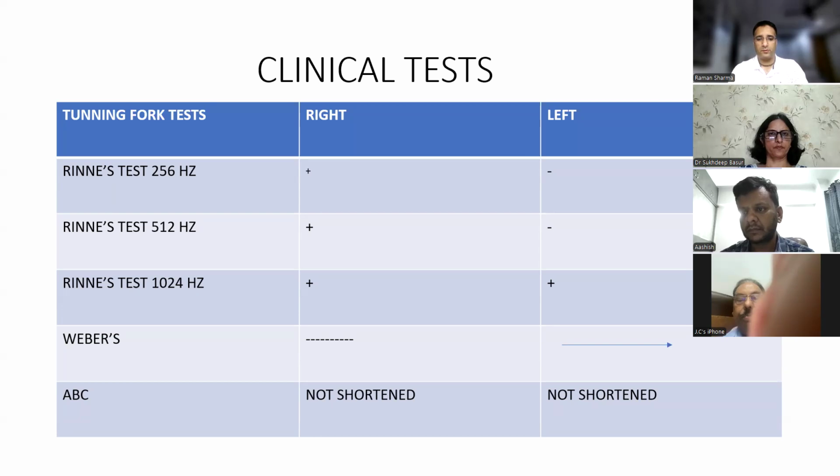Okay. So what is the overall inference of your tuning fork test? Sir, my overall inference of the tuning fork test is there is moderate conductive hearing loss in the left ear and normal hearing in the right ear. Okay. All right.